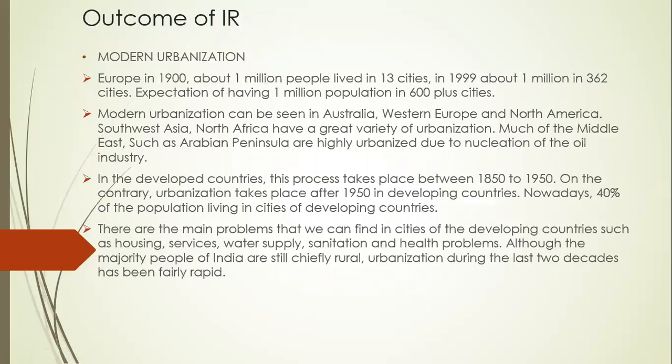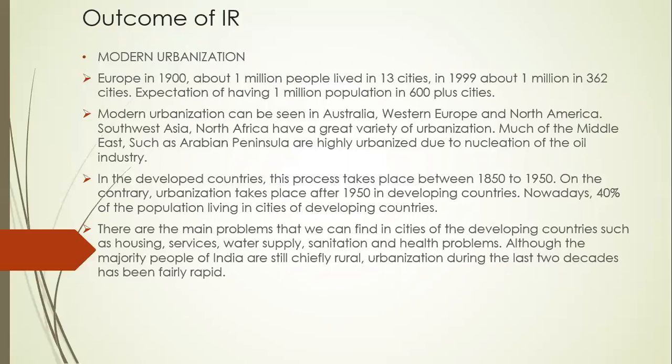Another outcome of the industrial revolution was modern urbanization. What actually was modern urbanization? Those areas which were highly urbanized had less population, but very high civic facilities. Like in Europe in 1900, about 1 million people lived in 13 cities, but in 1999, there was a population of 1 million in 362 cities. And there is an expectation of having 1 million population in 600 plus cities in Europe.